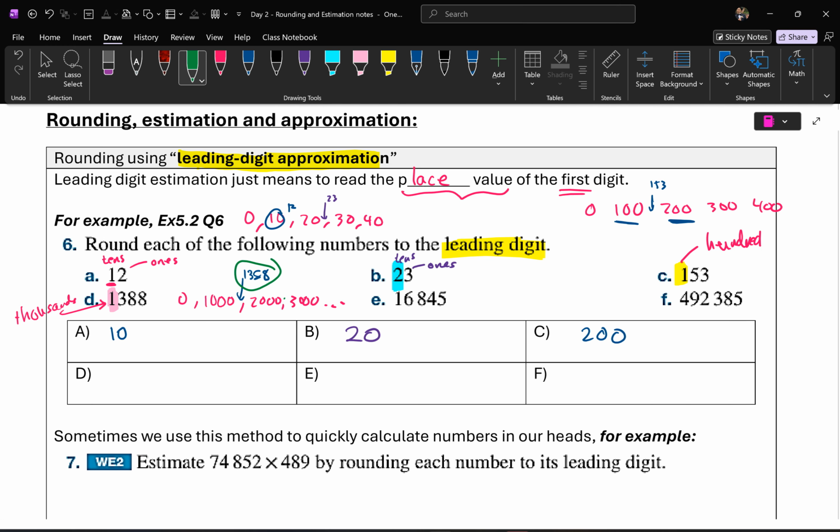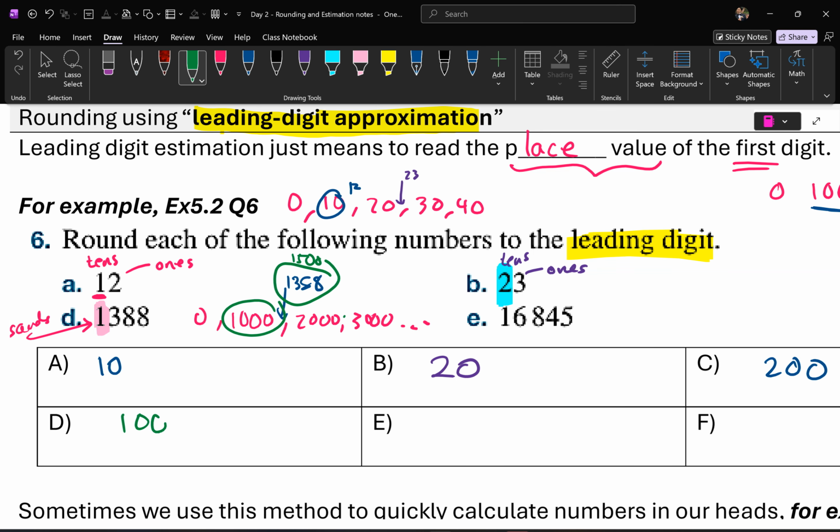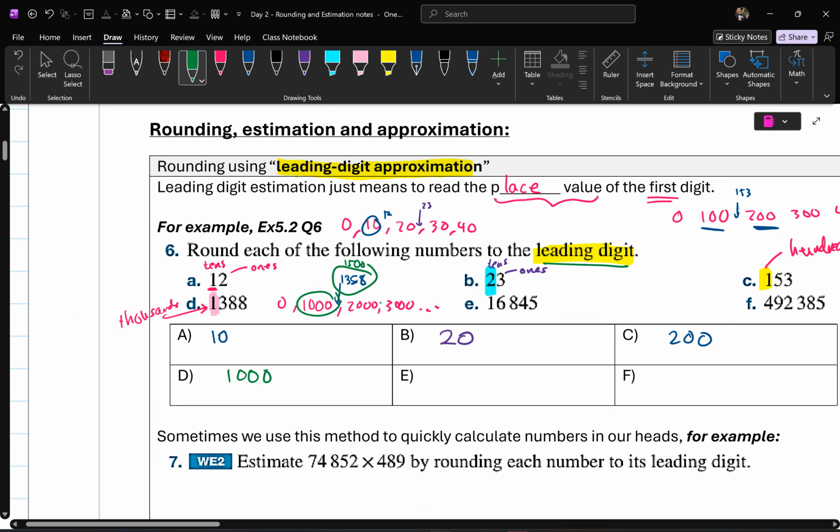2,000. Oh, well, let's look at the numbers again. 1,000, because 1,500 is the middle, so 1,300 is on the left. So we say it is closer to 1,000. Does that make sense? Okay, so I've done 4 examples. I don't need to do all 6 examples for you to understand, but I wanted you to understand what they mean by leading digit. Okay, so that's the theory.